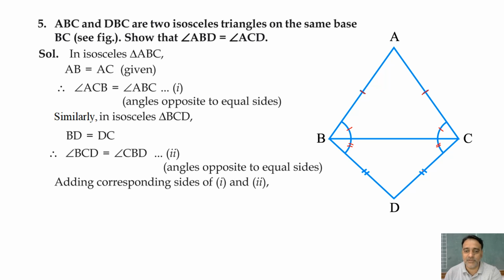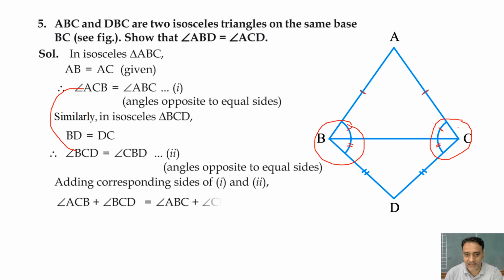So adding both the angles, what are we going to get? अगर ये दोनों angles add करते हैं तो पूरा full angle मिलेगा. Okay, so if we add both the angles, we'll get complete angle ACD equal to angle ABD. This only we have to show. Any doubt in this question? No, sir. Right.